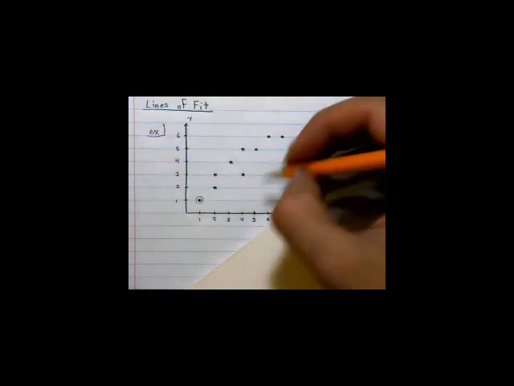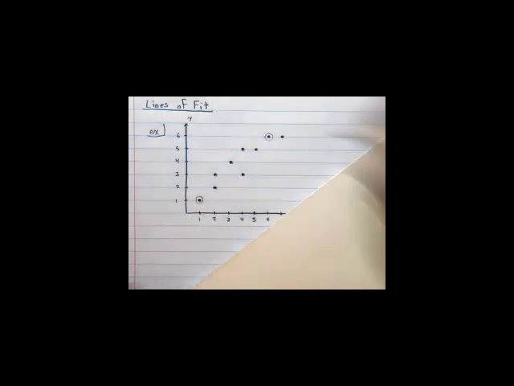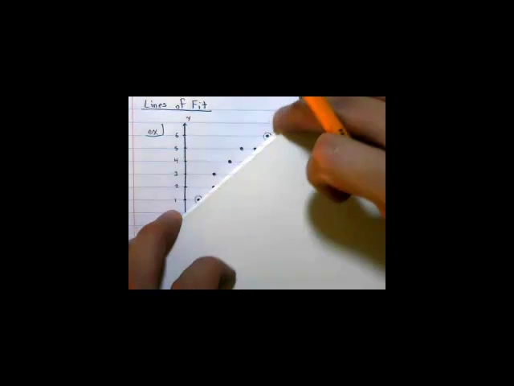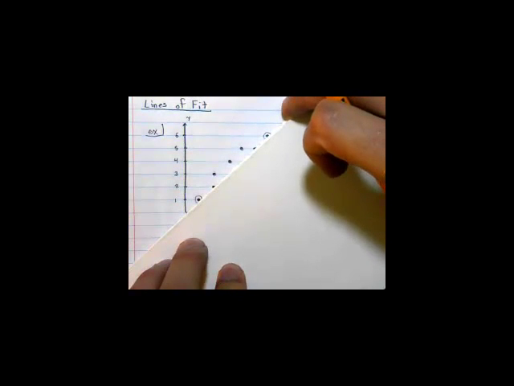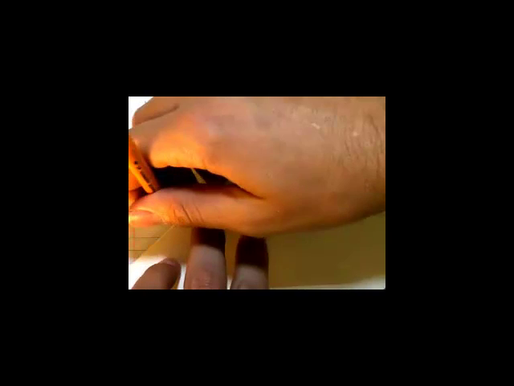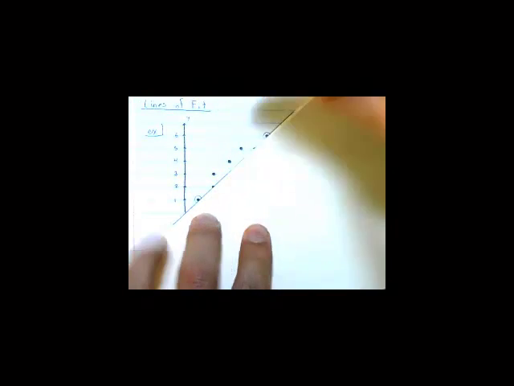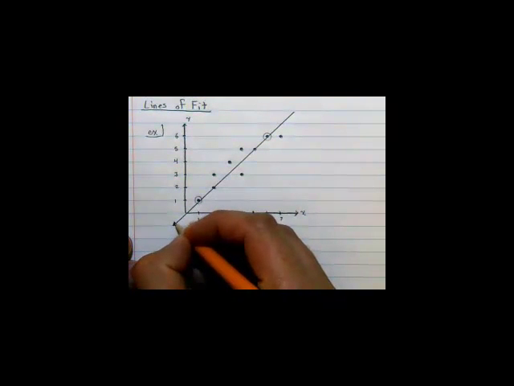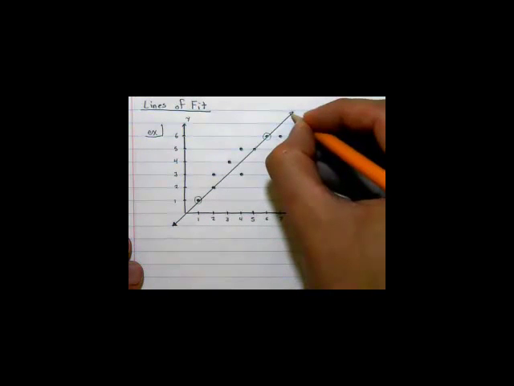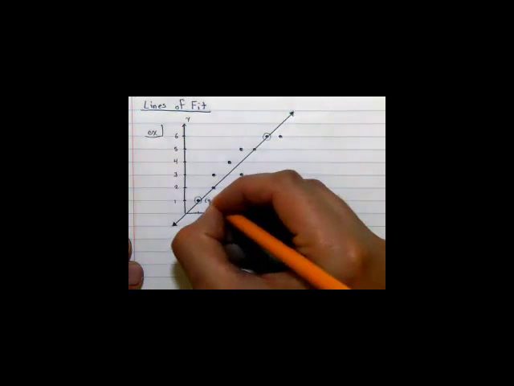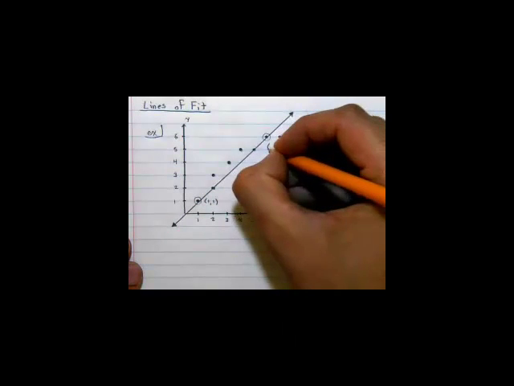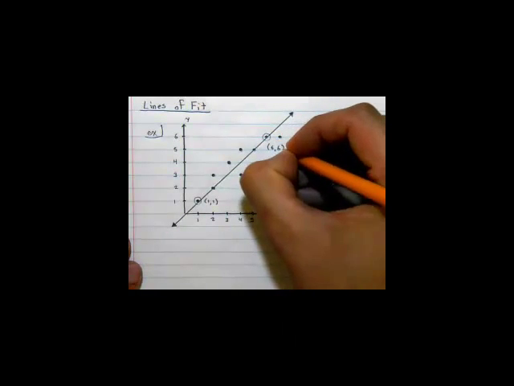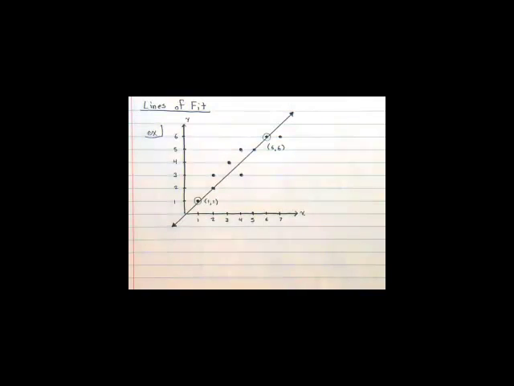Let's go with 1, 1 and 6, 6, those two points. Go ahead and circle those two, and then draw a line going through them. It should look something like that. You're doing the point 1, 1, and when you've got them, go ahead and label them like I'm doing. So we're going to work with 1, 1 and 6, 6.